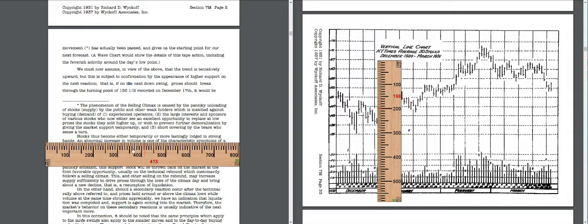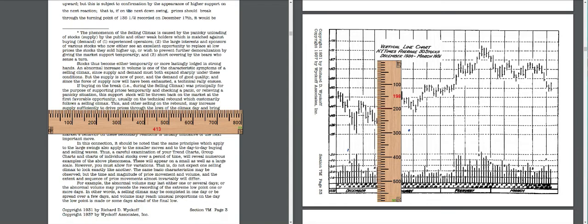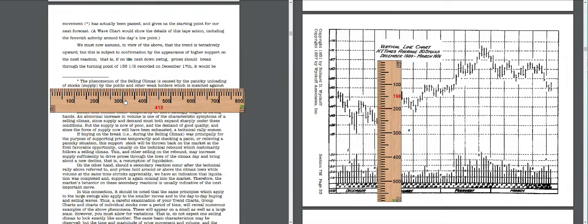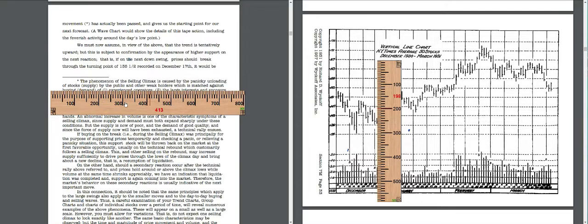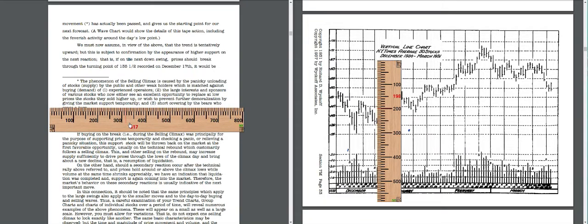Alright, so now I'm going to go over the footnotes. Believe me, these footnotes are extremely important because a lot of people don't read them, but you can't really understand without the footnotes. All right. So the phenomenon of selling climax is caused by panic selling, which is matched against professional buying. So that's the change of behavior or volume off the bottom, or the demand that comes right after the climax. Large interest, etc.